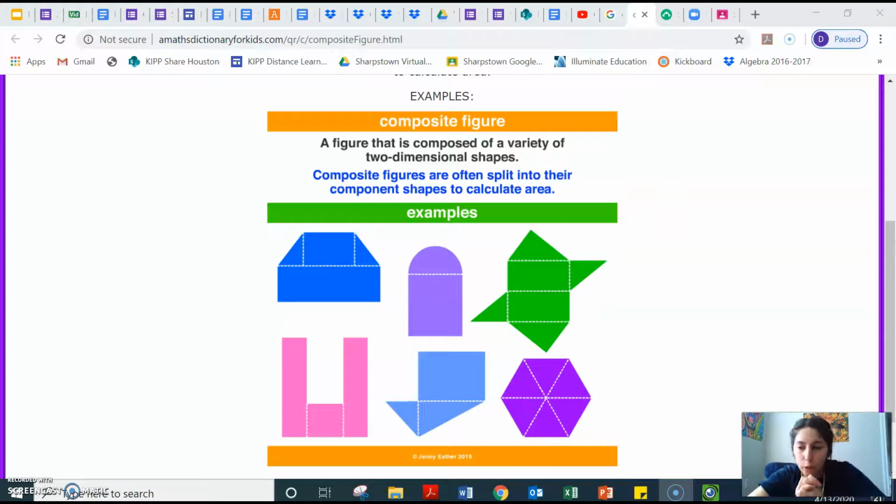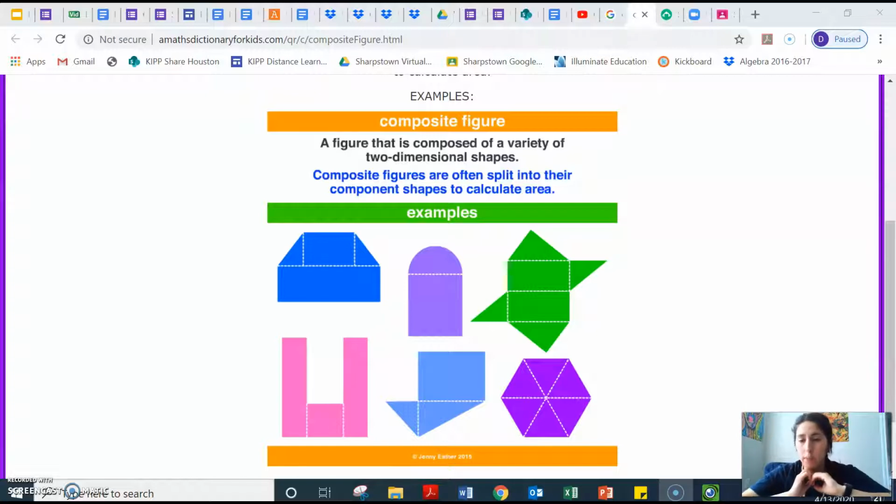Hey Kipsters, before we move into example 2 for today's 6th grade math lesson, let's review what composite figure means. First, let's make sure we know how to say it. Repeat after me 3 times: composite figure. One more time. Composite figure. And last time. Composite figure.